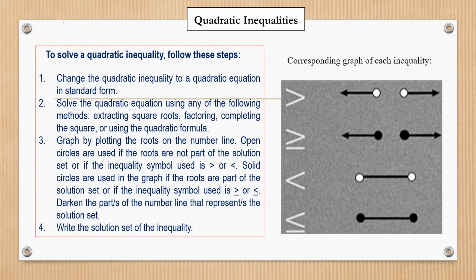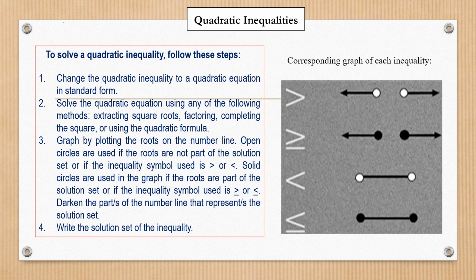So how do we solve quadratic inequalities? To solve a quadratic inequality, follow these steps. Step 1. Change the quadratic inequality to a quadratic equation in standard form. Step 2. Solve the quadratic equation using any of the following methods: extracting square roots, factoring, completing the square, or using the quadratic formula. Step 3.